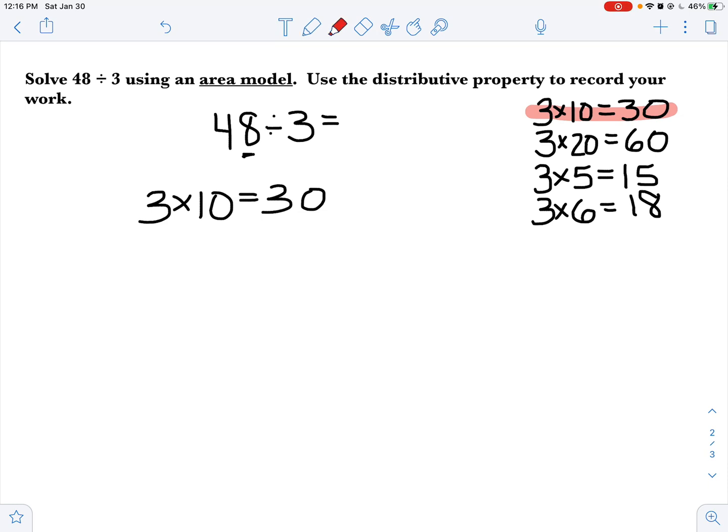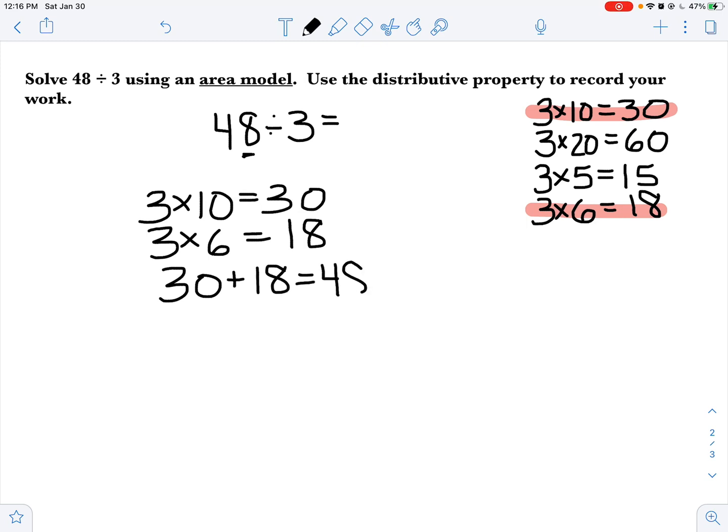So now I'm going to think about my other facts. 3 times what might get me to 18 or might get me close to 18? Well, in this case, look at this. 3 times 6 is 18. And 30 plus 18 is 48. So my quotient is right here, 16. Do I have any remainders? I do not have any remainders.